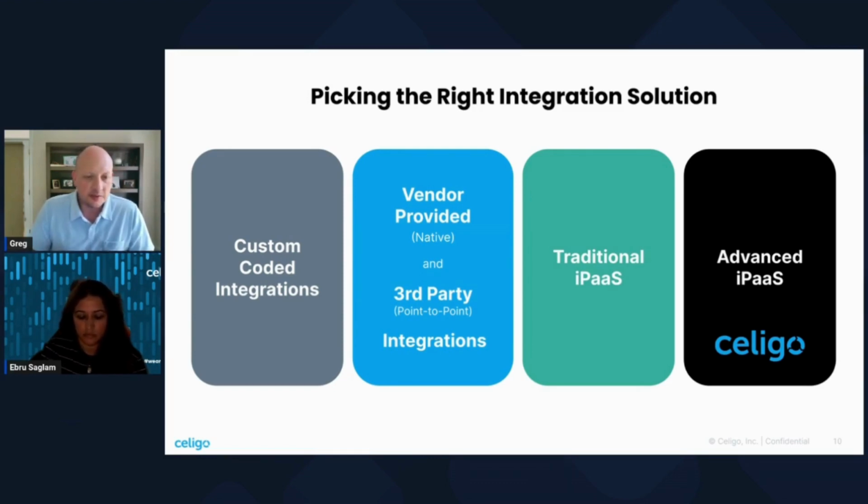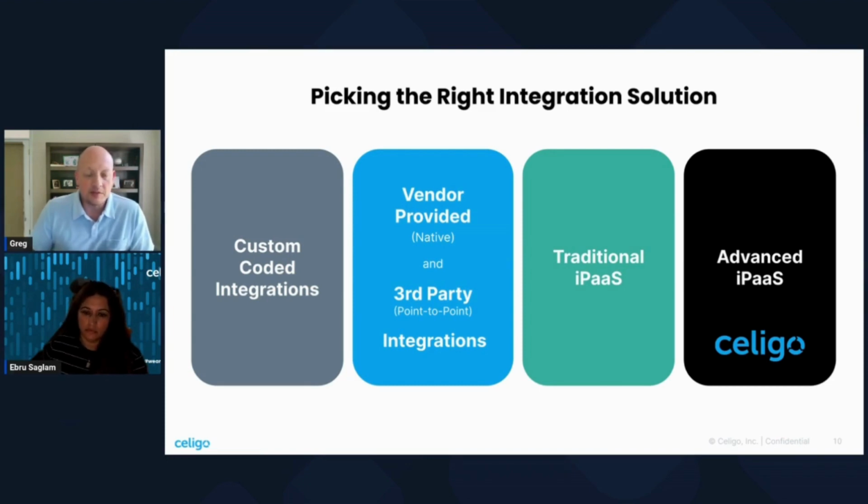The first one is custom coded integrations. This is just when you have a developer write custom code against the APIs for external systems. The next one is a vendor provided native or a third party point to point integration. So this would be like the Shopify integration that's included in Business Central, or one of the apps available on AppSource that might connect you to a certain endpoint, like Concur, for example.